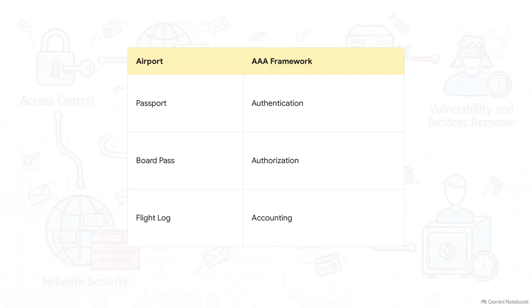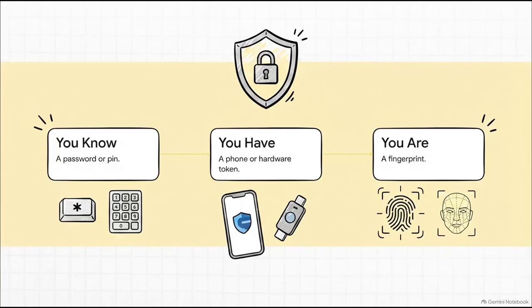When you walk into the airport and hand over your passport, you're proving who you are. That's authentication. Okay, so once your identity is verified, you get a boarding pass. That pass tells the staff exactly which gate you can go to and which seat you can sit in. You can't just casually wander into first class if you have an economy ticket, right? That's authorization, granting specific permissions. Finally, the airline logs exactly who boarded that plane and exactly when. That tracking, that's accounting.